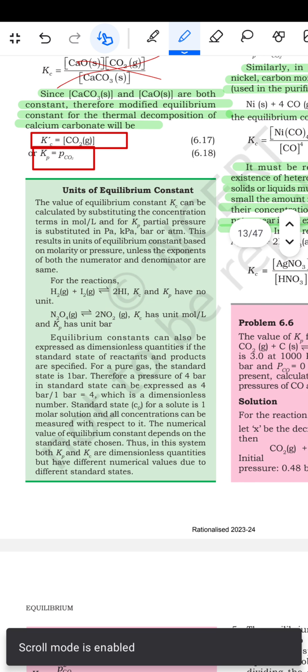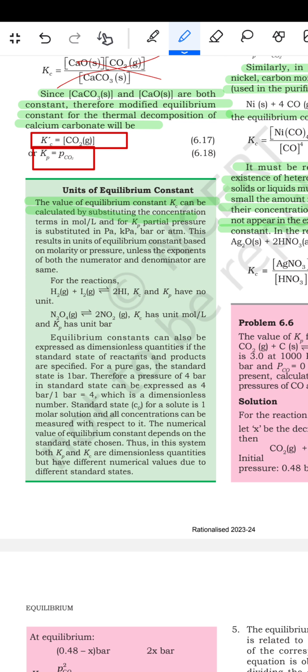अब यहाँ पर आ गया यूनिट्स ऑफ द इक्विलिब्रियम कांस्टेंट. तो कहता है द वैल्यू ऑफ द इक्विलिब्रियम कांस्टेंट Kc कैन बी कैलकुलेटेड बाय सब्स्टिट्यूटिंग द कॉन्सेंट्रेशन टर्म्स इन द मोल पर लीटर, and for the Kp partial pressure is substituted in the Pascal, kilopascal, bar or the atm. These result in the units of the equilibrium constant based on the molarity or the pressure unless the exponents of both the numerator and the denominator are same. For the reaction H2 plus I2 gives 2HI, Kc and the Kp have no units. N2O4 gives 2NO2, Kc has the unit mole per liter and the Kp has the unit bar.